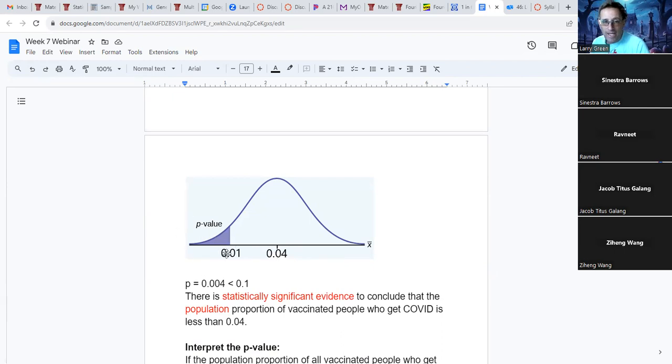And the area to the left of the value that you found, in this case, 1% of the people got COVID. Okay, 1% of the vaccinated people got COVID. The area to the left of that is called the p-value. Okay, we're going to be using this p-value over and over and over and over again in our class.